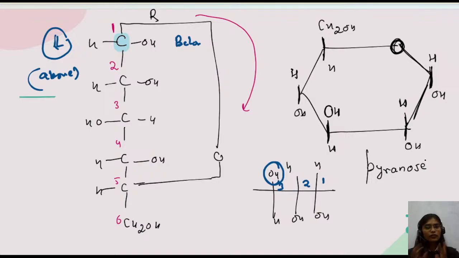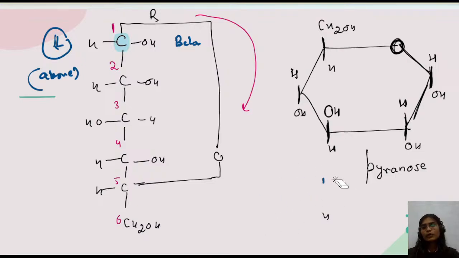Take your time. If you're not getting it, I will repeat one more time. The structure part is clear. How to draw the structure? If not clear, let me know. I will repeat one more time because it's really important. Okay, so is this point clear now, Shiva?